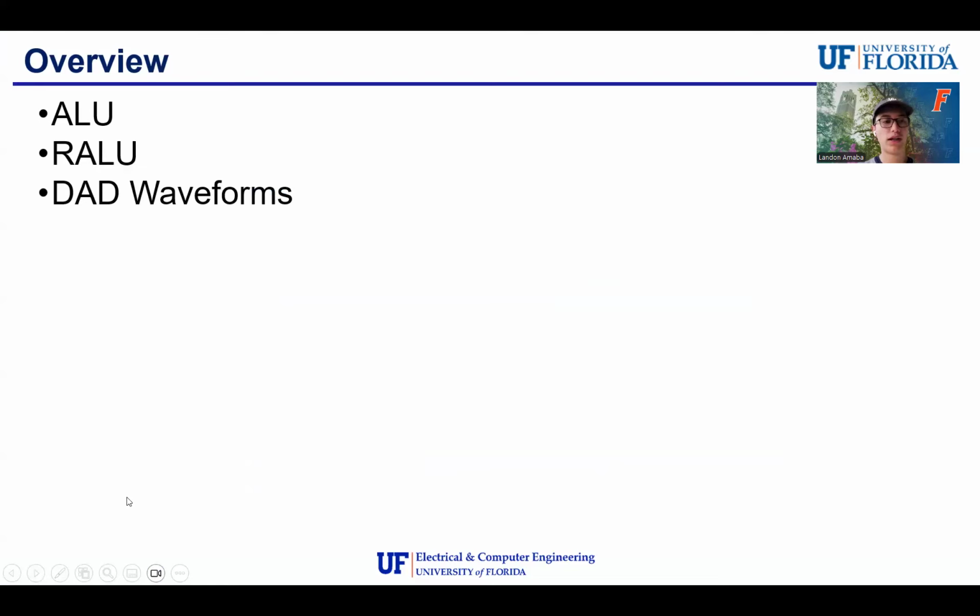quick overview, what we're going to cover is part one is going to be the ALU, so ALU is the arithmetic logic unit, followed by the RALU, which is the registered arithmetic logic unit. And then we'll briefly cover how to use DADs to automate some of the inputs. So this will be your first instance of making a full program.